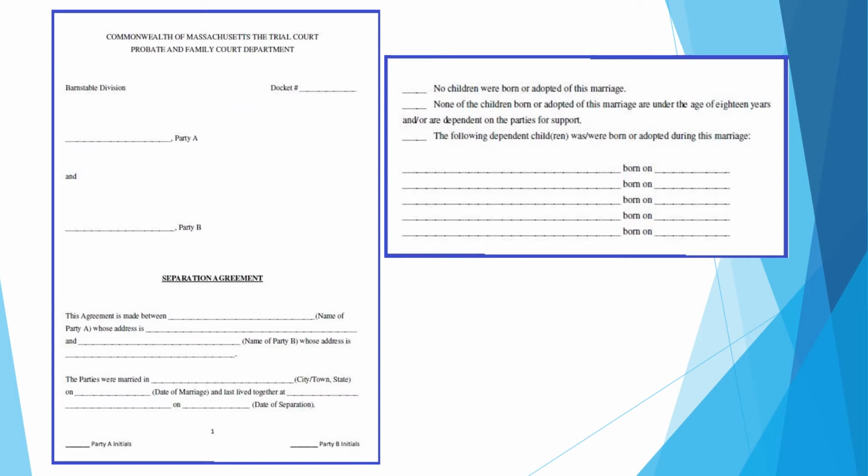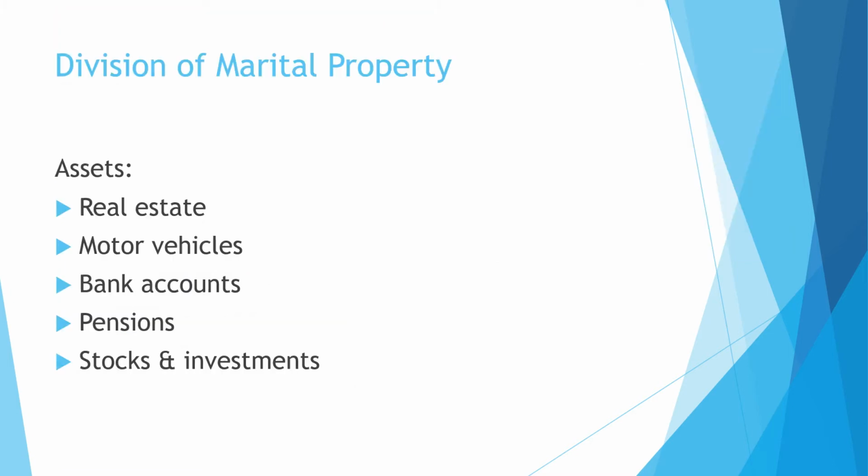All separation agreements start out pretty much the same, with a statement identifying the parties, the date and place of the marriage, the date and place of your separation, and the names and birth dates of any children born to the parties. After setting out these facts, each separation agreement will be a little different based on your family and financial situation. So let's start with the division of marital property.